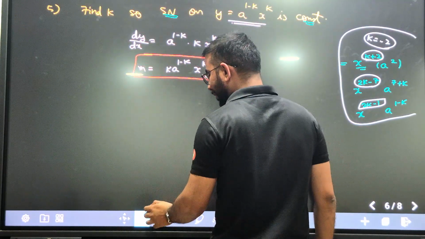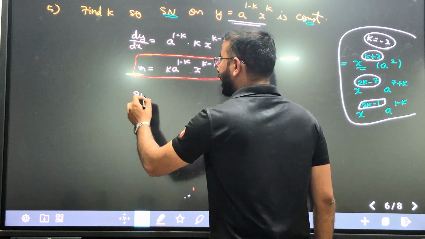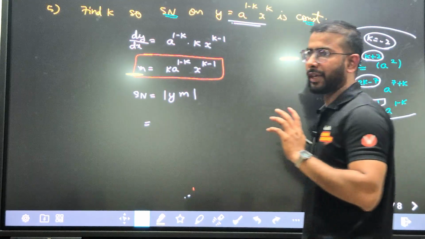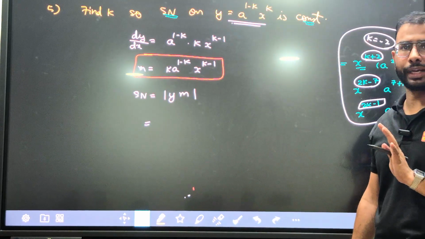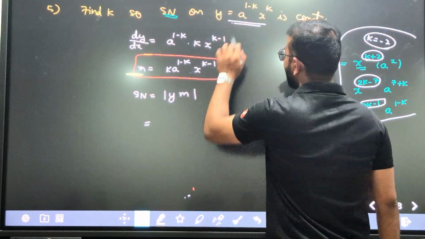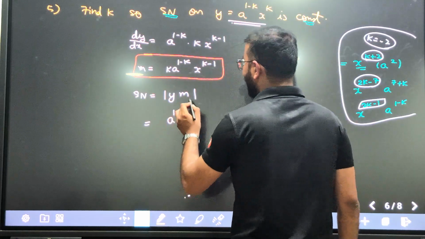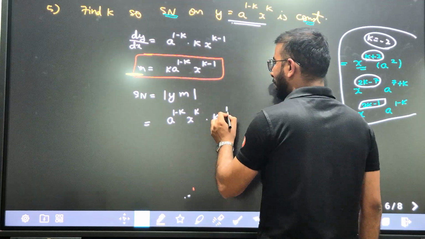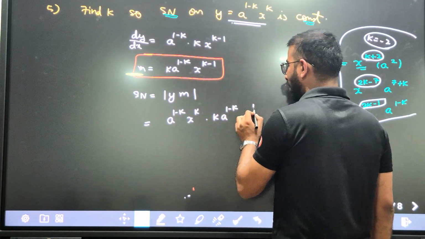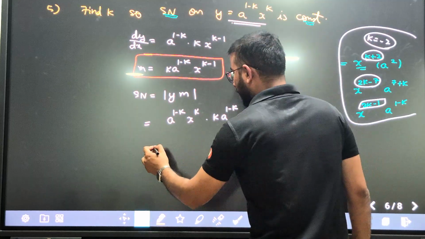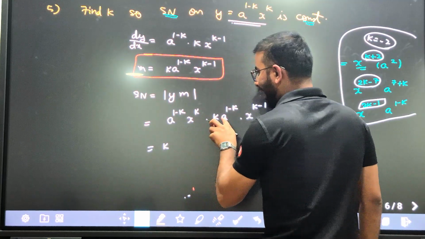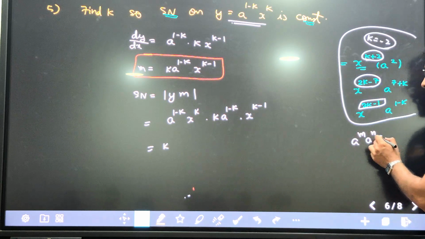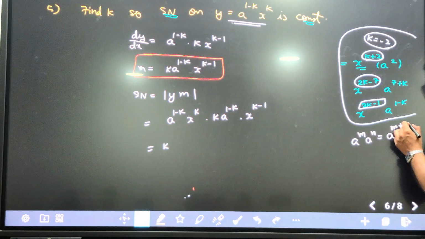Now what they are asking is subnormal. What is the formula of subnormal? y into m. Again, if you don't know the formula, guys, then question will become very difficult for us. So formula we should know, y into m. Now what is y? Let's substitute a power 1 minus k into x power k. Now what is m? k into a power 1 minus k into x power k minus 1. Now this would be k as it is, a power something, a power something. Achha, what is a power m into a power n, guys? a power m plus n.